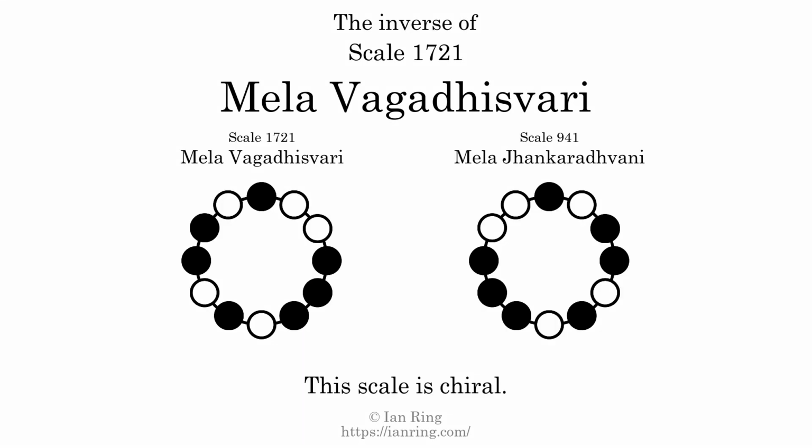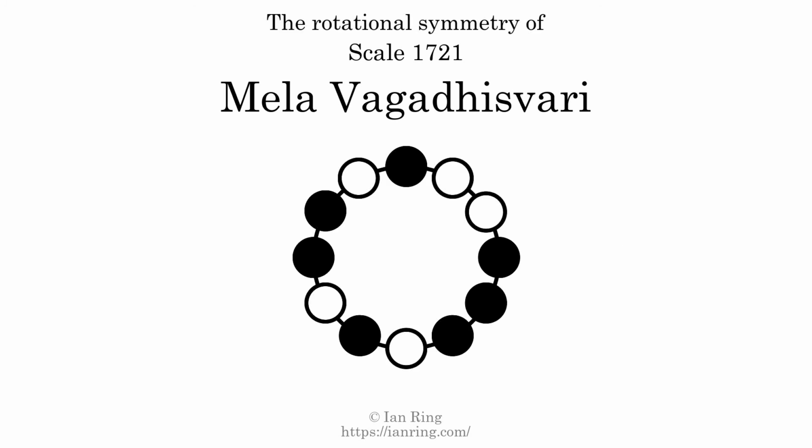The inverse of a scale is a mirror image. It is what you get when the sequence of intervals is reversed. The inverse of this scale is scale 941, also known as Mela Vagadhisvari. This scale is chiral. It cannot transform into its inverse by rotational transformation. This scale has no rotational symmetry.